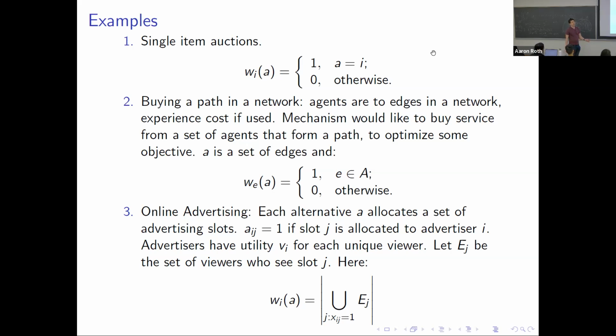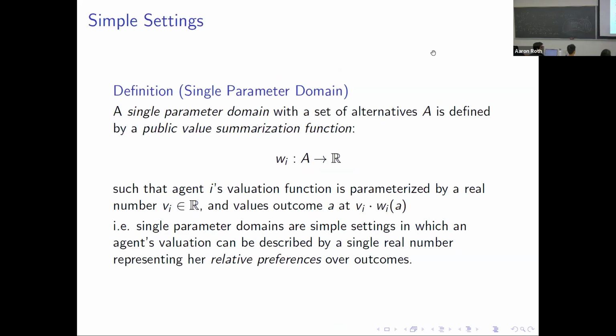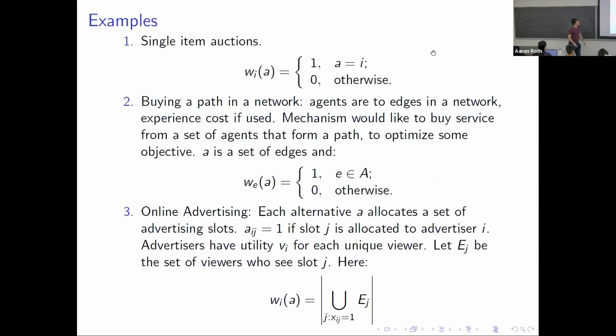I can't otherwise, because when I'm asking you to report something, it's just this number vi. It's not this number vi paired with who your enemy is. But we could have a single parameter domain where your first favorite is you get the item, your second favorite is anyone but your enemy, your third favorite is your enemy gets it. And I could encode that as a public value summarization function, so long as I already know who your enemy is and I don't need to elicit that from you. Does that make sense? Yes.